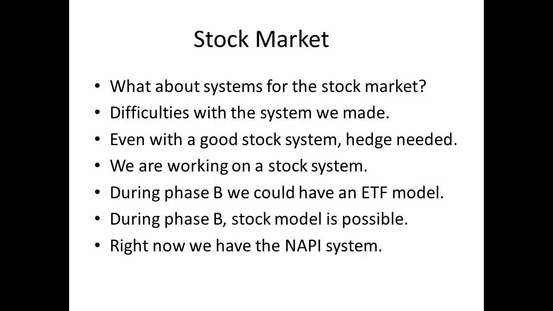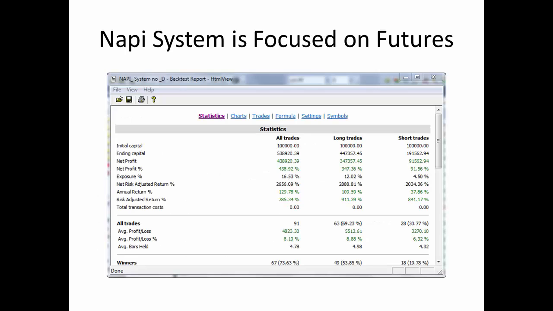And right now, the closest thing to a stock system that we have is what we're going to use for the hedging, and that's the NAPI system. Let's take a look at that. Now, the NAPI system is focused on futures, trading futures contracts, and in futures contracts, the leverage is always pretty high. And so here's an example of the NAPI system.